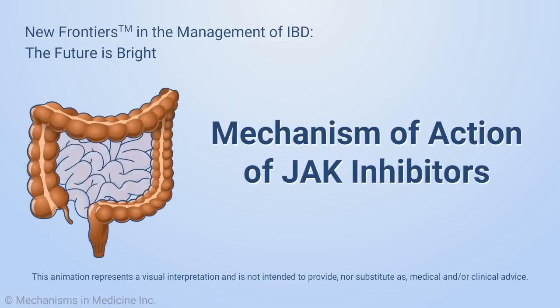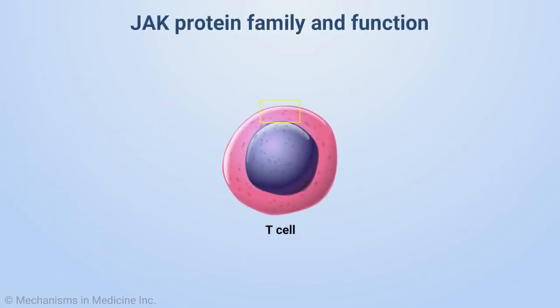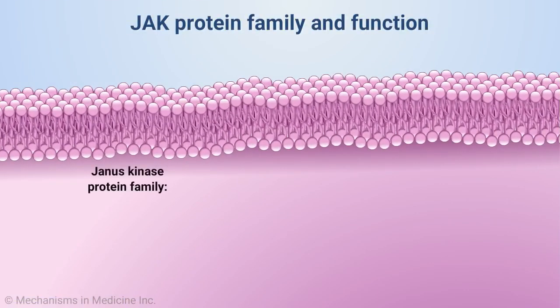Mechanism of action of JAK inhibitors. The Janus kinase or JAK protein family consists of JAK1, JAK2, JAK3, and tyrosine kinase 2 or TYK2.